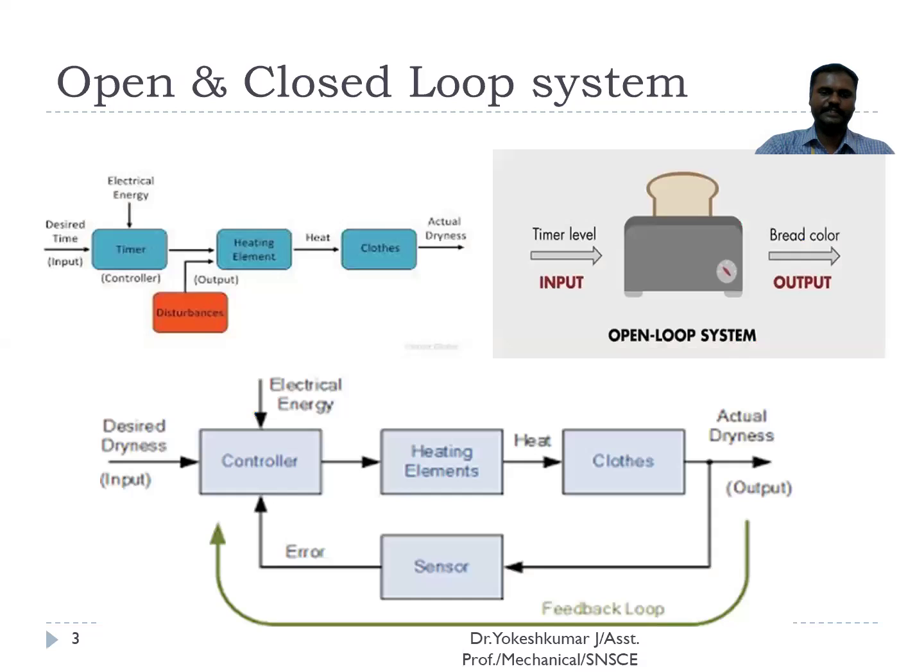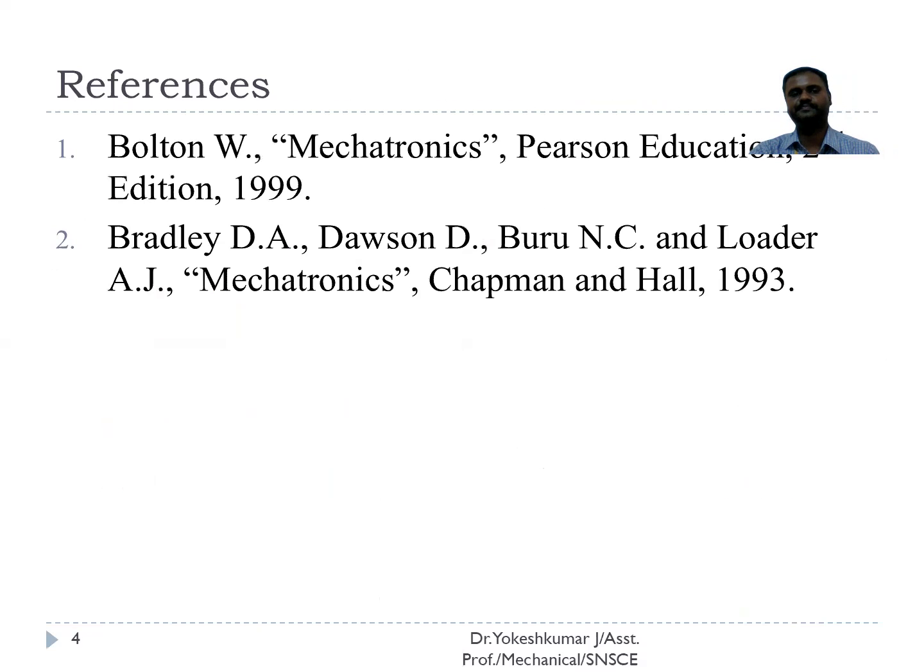But in the case of closed loop control system, we have a sensor to measure the dryness or any variable. Then it gives a feedback signal to the controller or the comparison element. It just compares and adjusts the input signal according to the feedback signal. In this way, the variable can be corrected automatically in the closed loop control system, and we can have an accurate control of any variable in the closed loop control system.